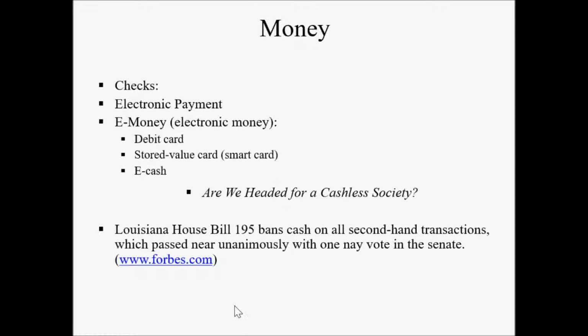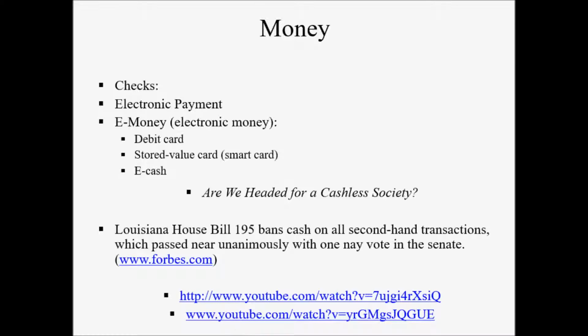In Louisiana, apparently, Louisiana House Bill 185 bans cash on all second-hand transactions, which passed near unanimously with one nay vote in the Louisiana Senate. If you watch these two YouTube videos here, you can see how upset the people in Louisiana are as a result of this legislation. So if you're living in Louisiana and you found some stuff in your attic and you decide to sell it in a yard sale or sell it at a pawn shop, apparently if you accept cash, you've broken the law in Louisiana.